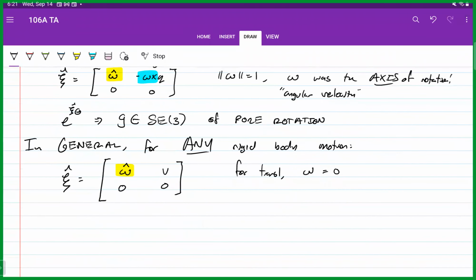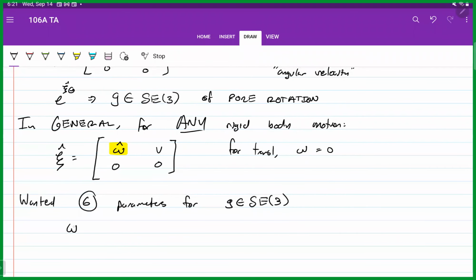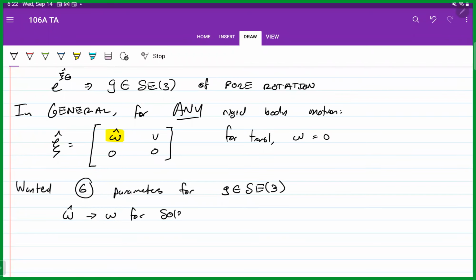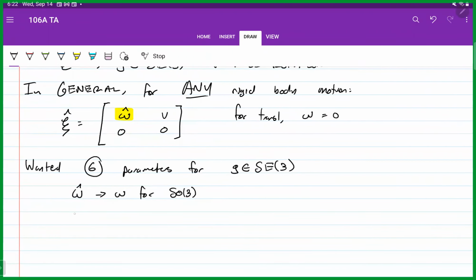All right. So let's think back to our goal all the way at the beginning. We wanted 6 parameters for an arbitrary matrix G in SE3. Did we actually find those? Were we successful? Just like we were able to go back from this matrix omega hat to our vector omega for SO3, we're going to be able to do something similar for SE3. We're going to be able to go from this xi hat back to some xi. Whereas omega was a vector in R3, this is going to be a vector in R6 for SE3.